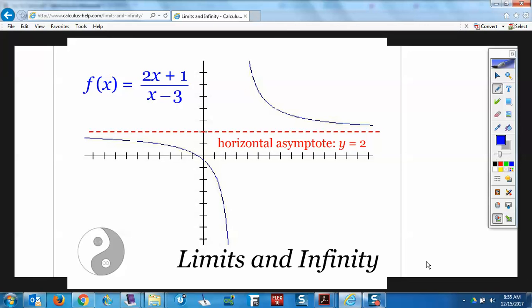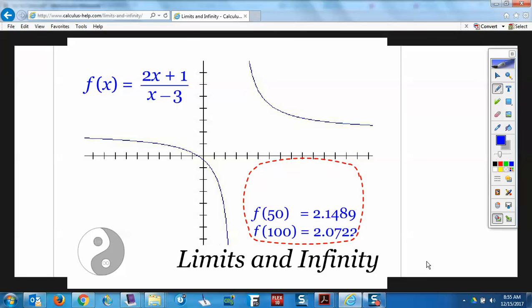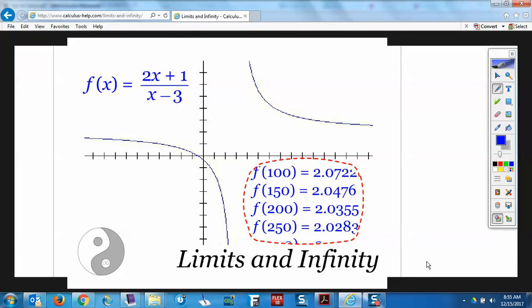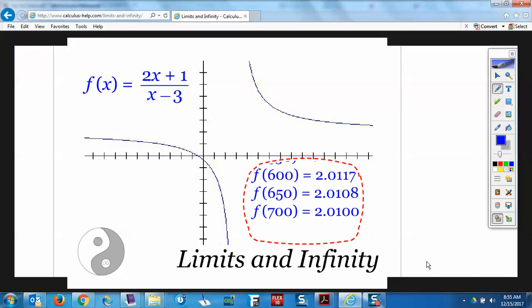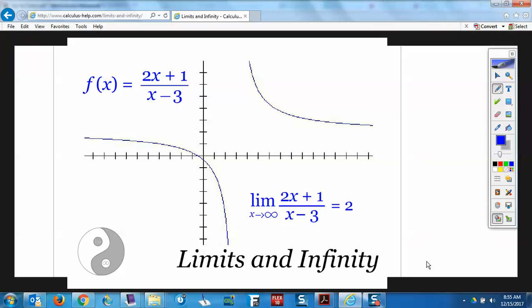Now, if a graphical argument is not enough for you, take a look at this chart based on the function values of f. This is what I'm talking about. Look, as x gets larger, f gets closer to 2. Now, mathematically, this means that the limit as x approaches infinity of f equals 2. By the way, the limit as x approaches negative infinity of f also equals 2. As we travel left along the x-axis, the function approaches the same height.